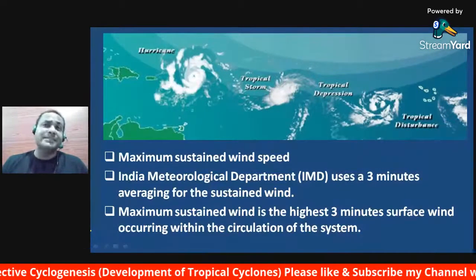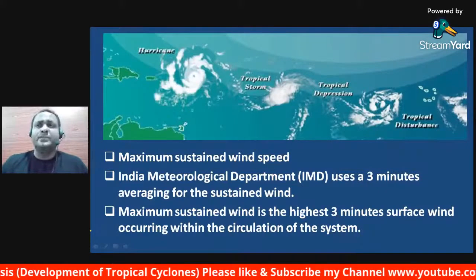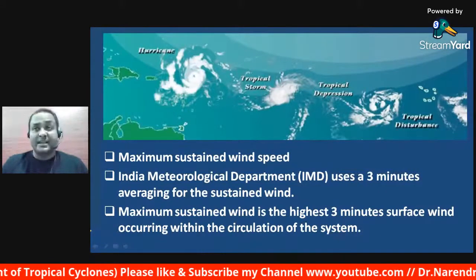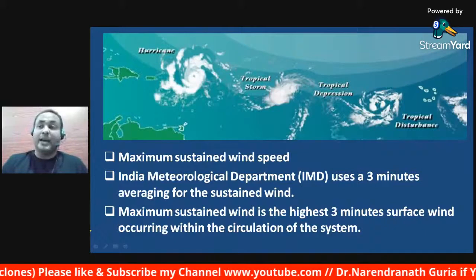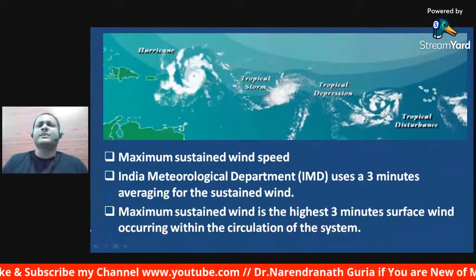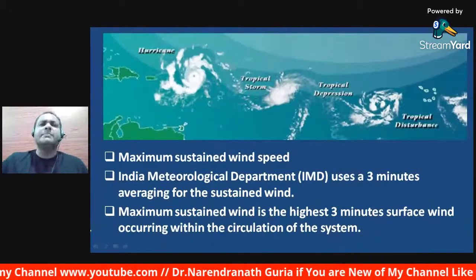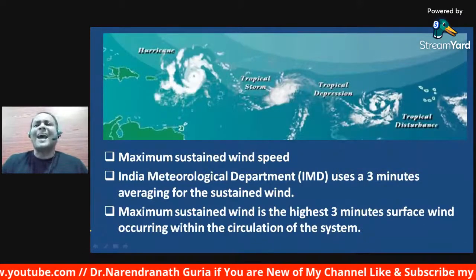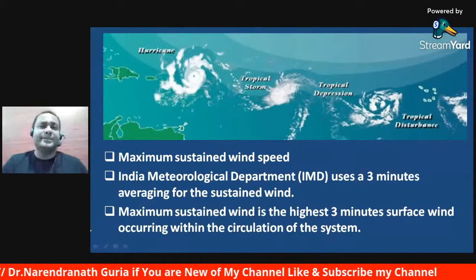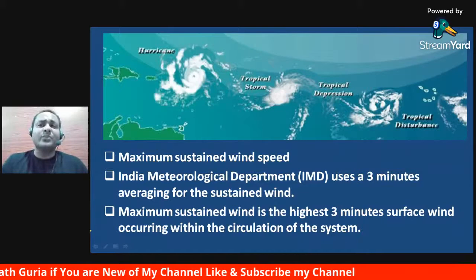And maximum sustained wind speed: when we see the wind speed of a storm, the Indian Meteorological Department (IMD) uses a 3 minute average for the sustained winds.